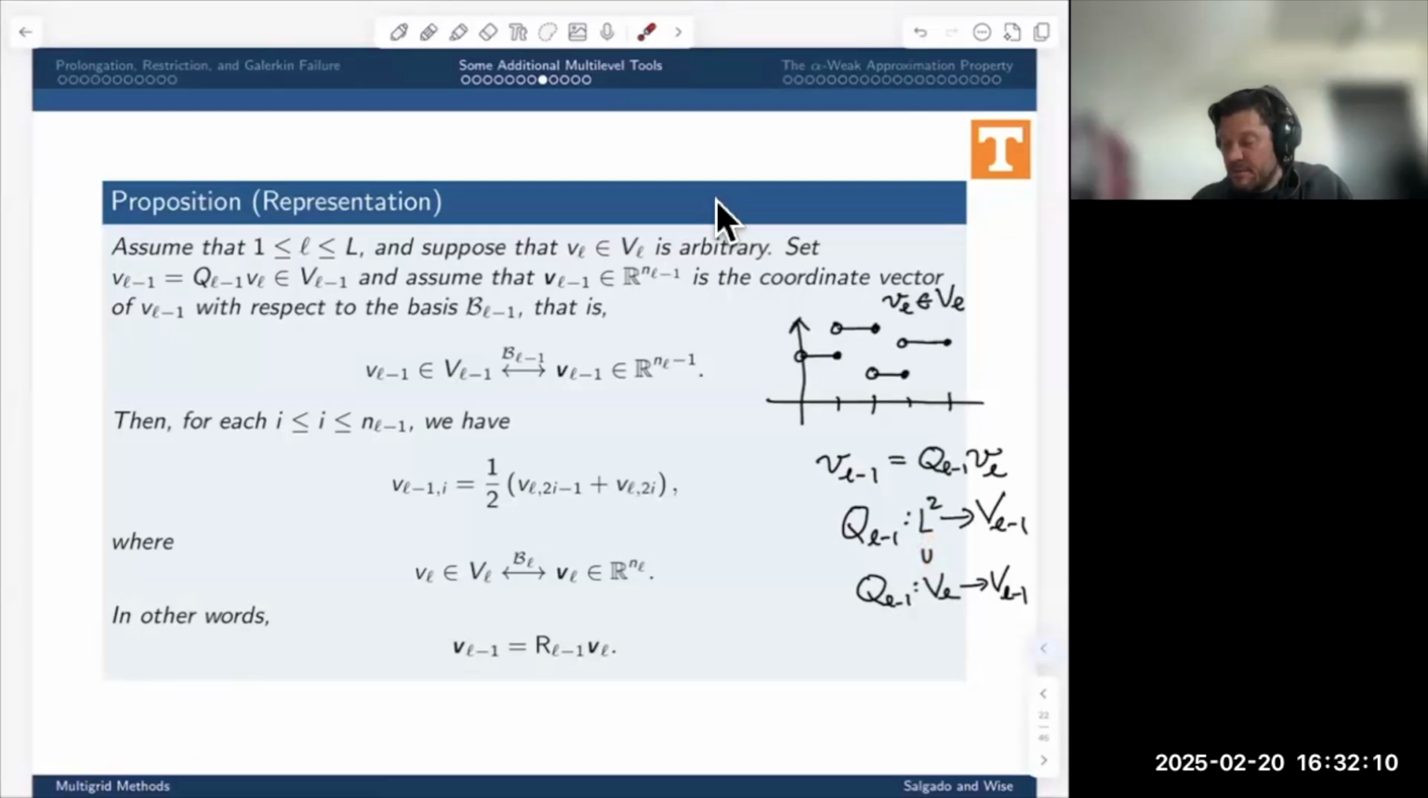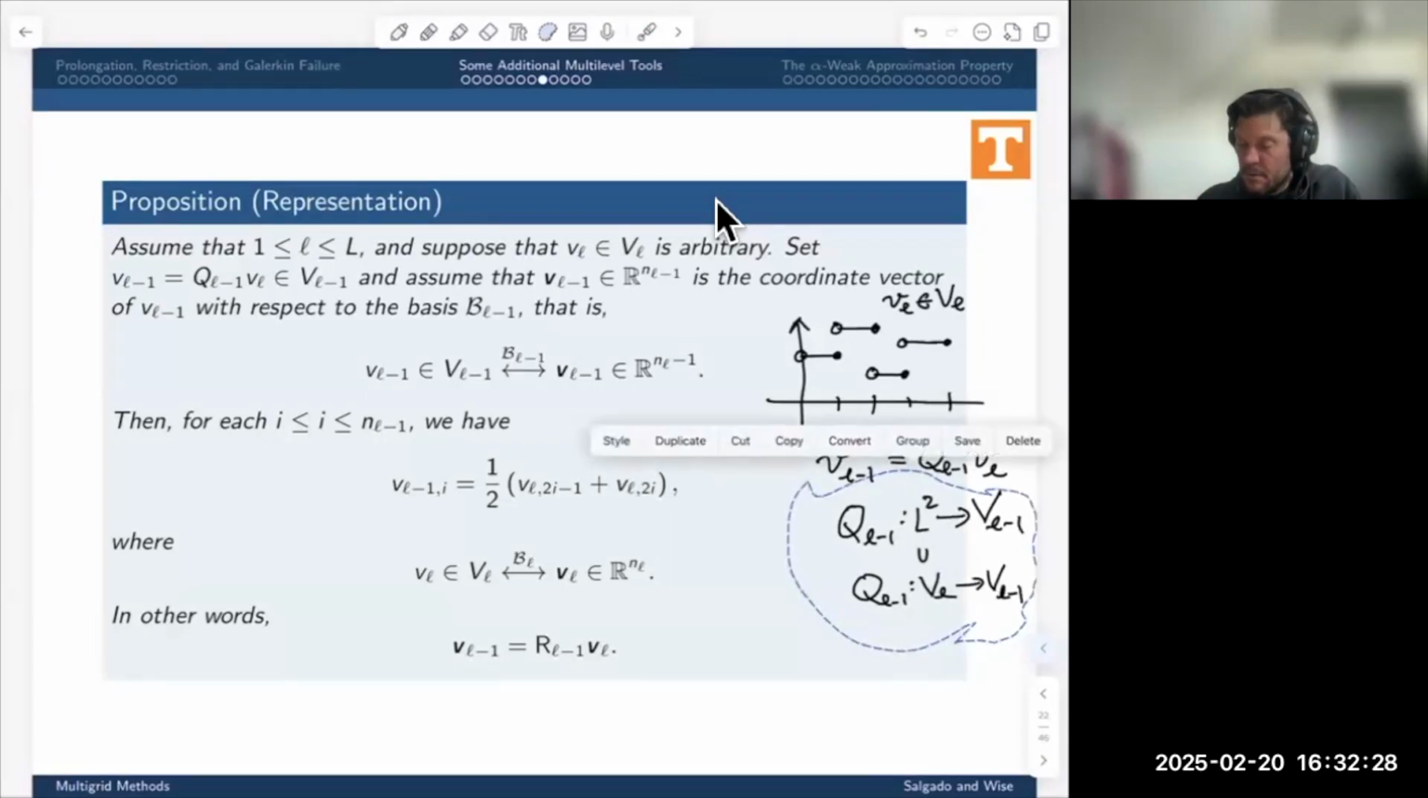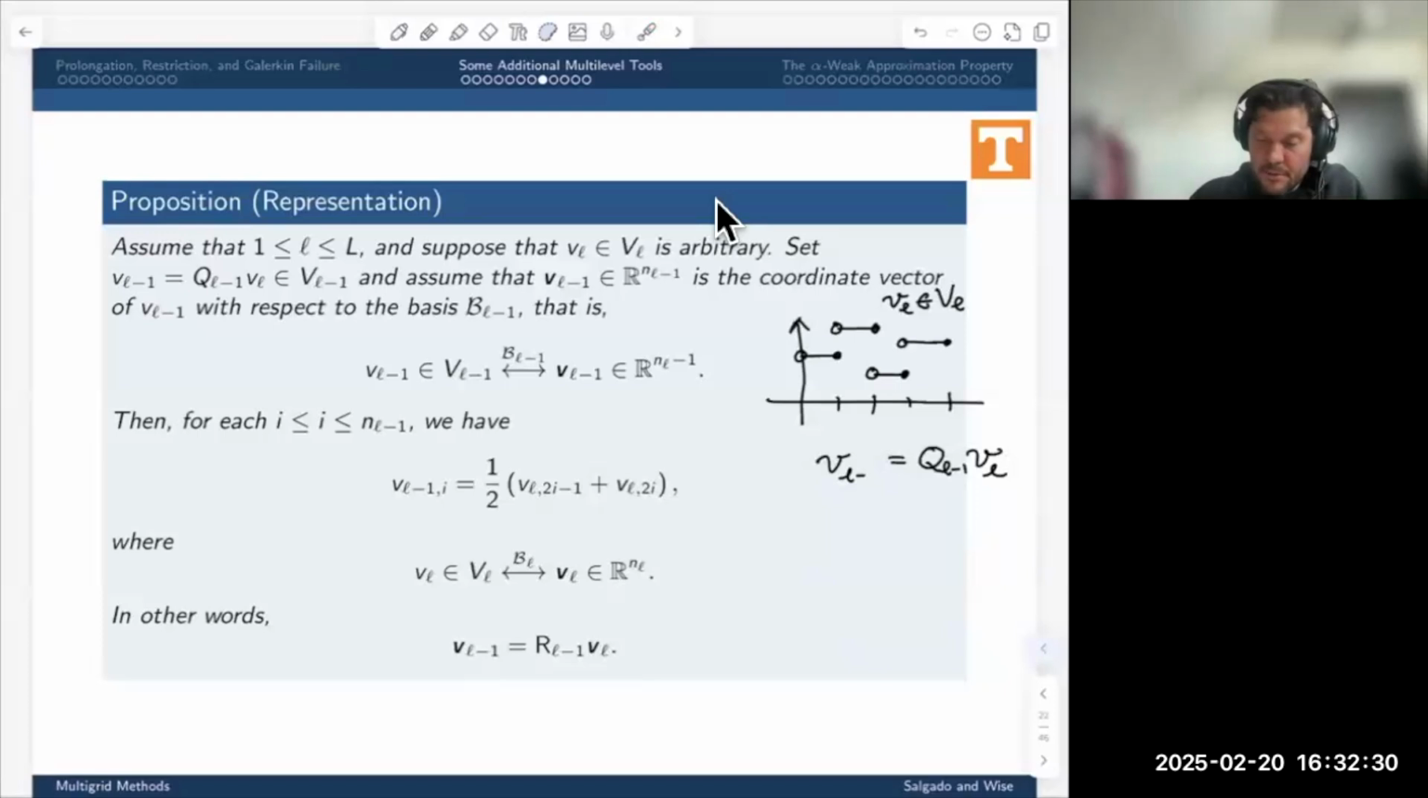So what I want to do is figure out what this function looks like with respect to the basis from VL minus 1. So here's the answer to this. Let's delete that and clear some room for ourselves.